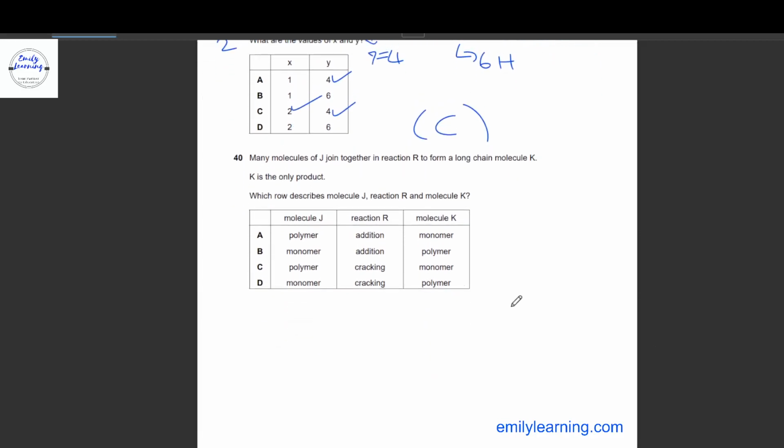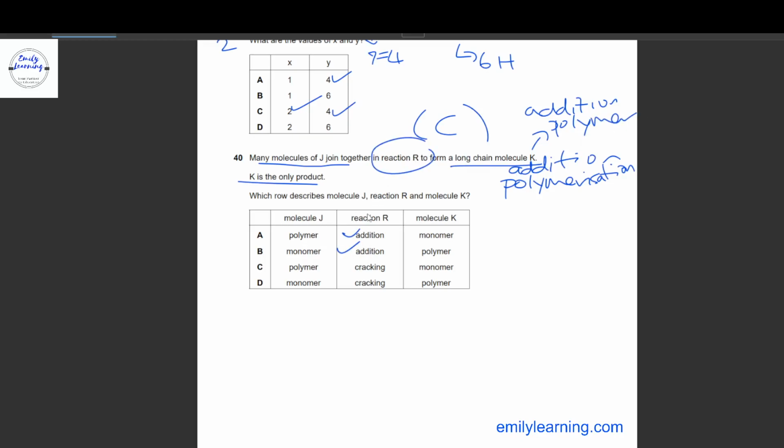Finally, let's look at question 40. Many molecules of J join together in reaction R to form a long chain molecule. So small molecules join together to form a long chain molecule. So in other words, this is polymerization. And K is the only product. So that means you do not have elimination of small molecules. So this is an addition polymerization. So K is an addition polymer. So the reaction R is an addition reaction. J, which is the small molecule, is called the monomer, and K, which is the large molecule, is called the polymer.